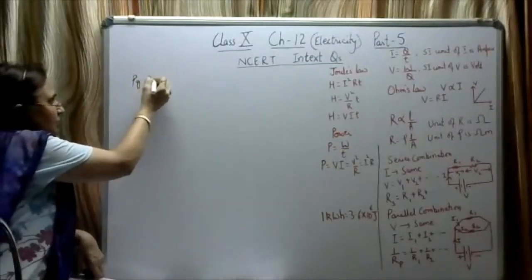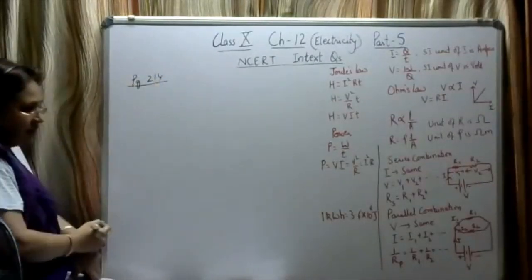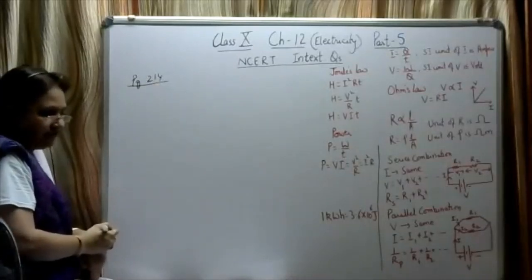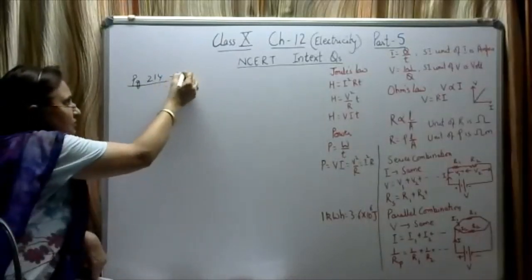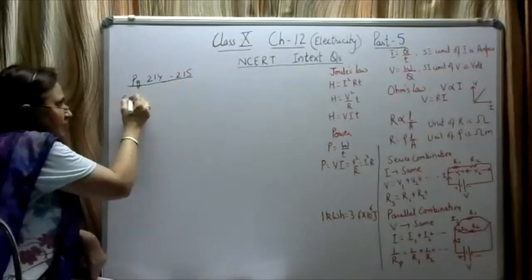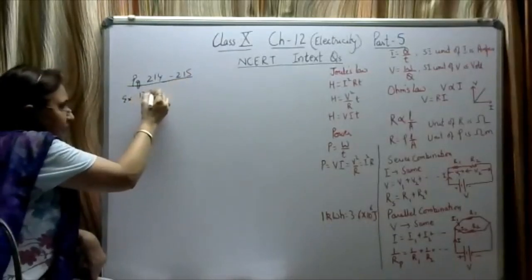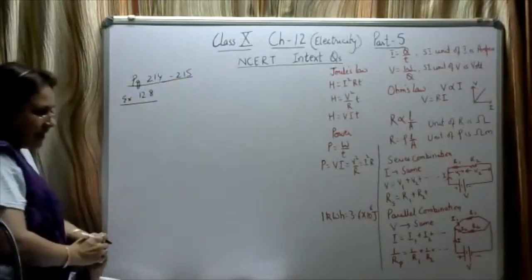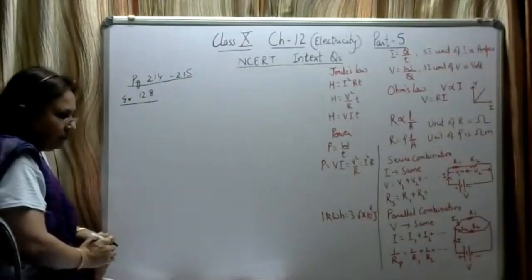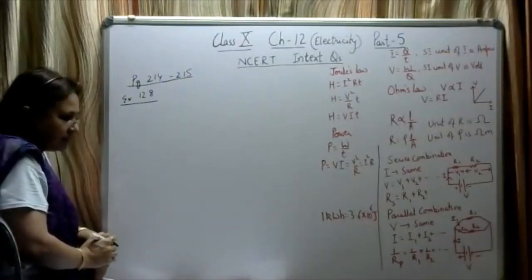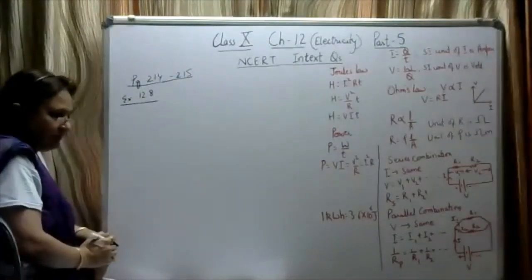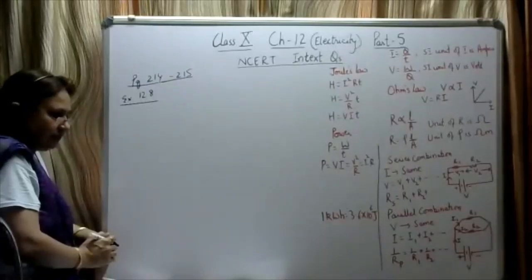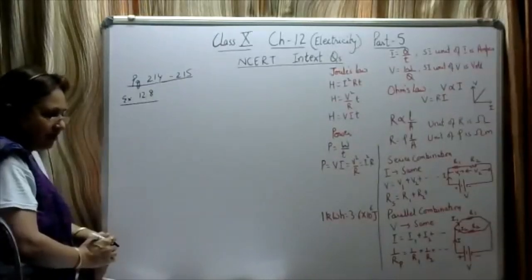Then on page number 214 and 215, there are two solved examples. Example 12.8. In the circuit given in figure 12.10, suppose the resistances R1, R2 and R3 have the values 5, 10 and 30 ohms respectively, which have been connected to a 12 volt battery.